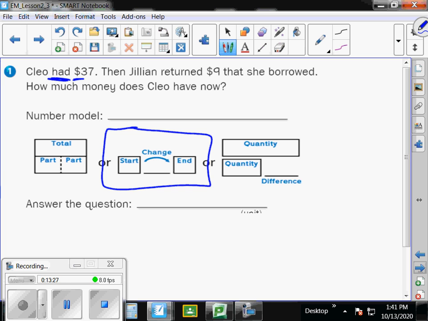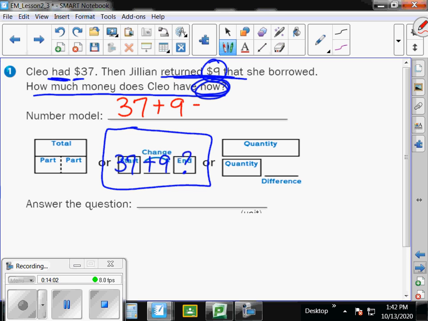So Cleo had $37. That's what he's starting with. Now something happened. It says Jillian returned $9 she had borrowed. If she returned $9, she's giving it to him. So he's getting more money, right? I'm adding. How much adding? Well, I'm adding 9. And then the question is, how much money does he have now? That's the question, so I'm going to put my question mark there. Now I'm going to take these numbers and put them up top in my number model: 37 plus 9, and then I just have to put the equal sign, question mark.